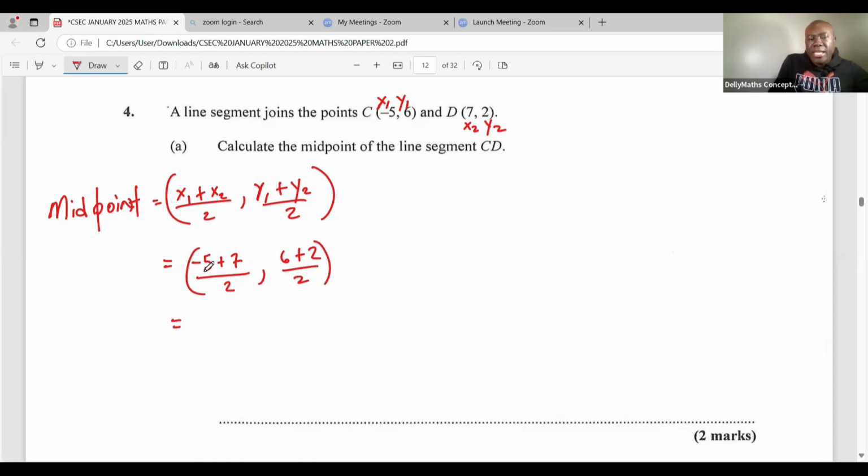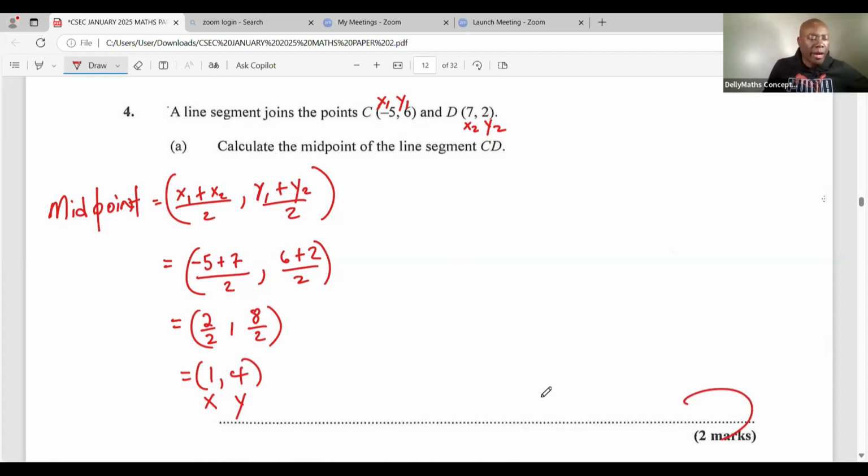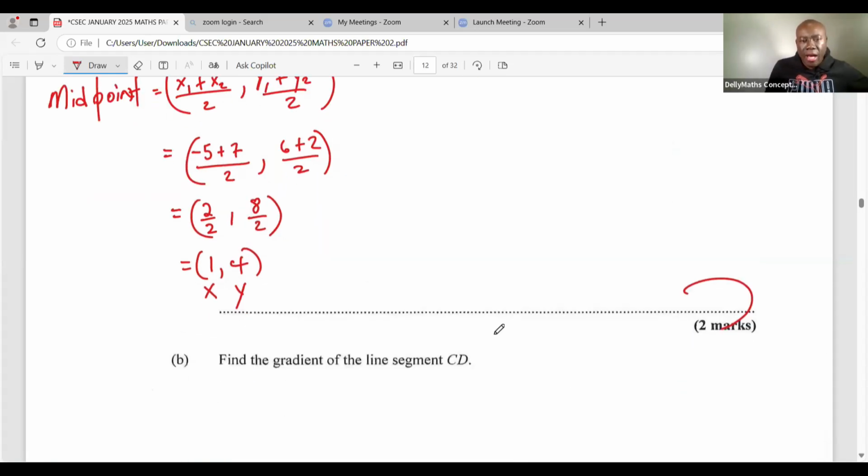Then let's go again. -5 plus 7 is going to give me 2 over 2. 6 plus 2, that's going to give me 8 over 2. My final midpoint is (1, 4). So this is my midpoint, this is my x value, and that's my y value right there. So the midpoint is actually (1, 4). So we call it the method marks. All right. So now let's look at the other question.